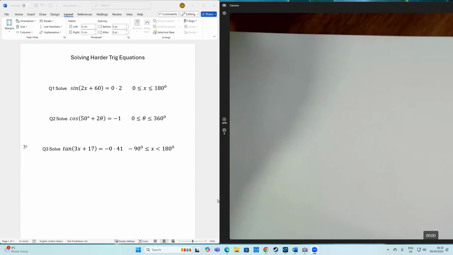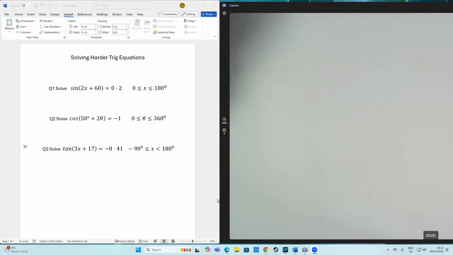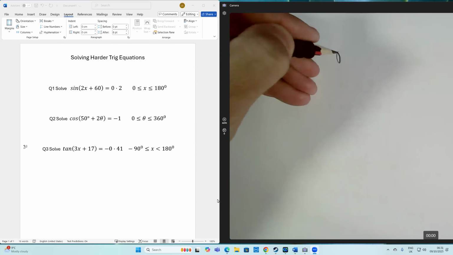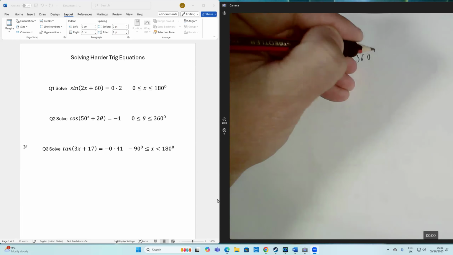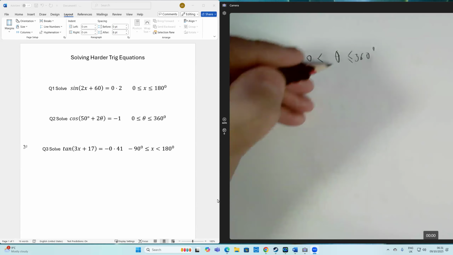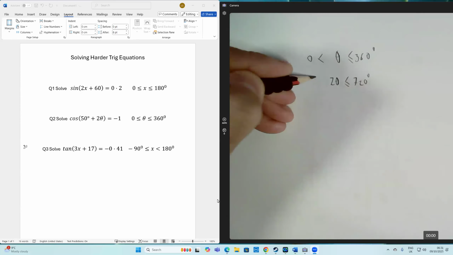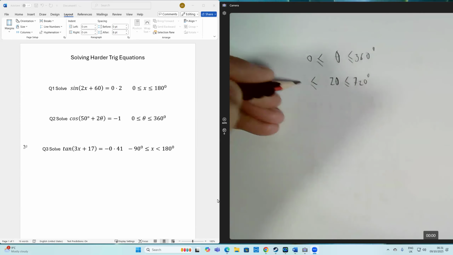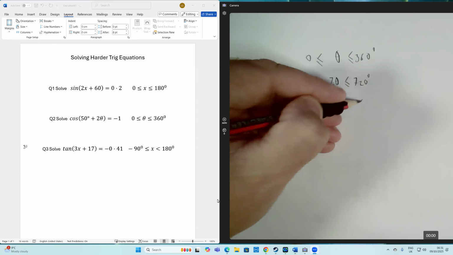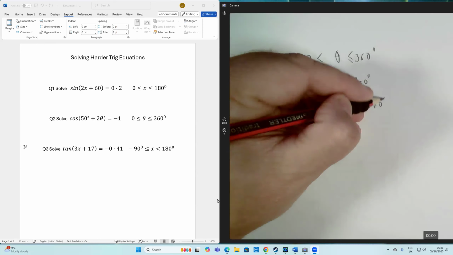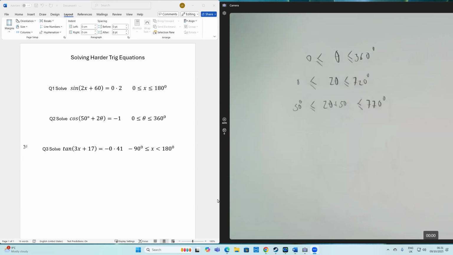The next one, again, now they've tried to confuse us by writing it as 50 degrees add 2 theta. But our original thetas are in between 360 and 0. We can see from the question. So 2 theta is going to be less than 720, but greater than or equal to 0. And then 2 theta add 50 is going to be less than or equal to 770, but greater than or equal to 50 when we add 50. So that's the range of values we're looking for in this one.